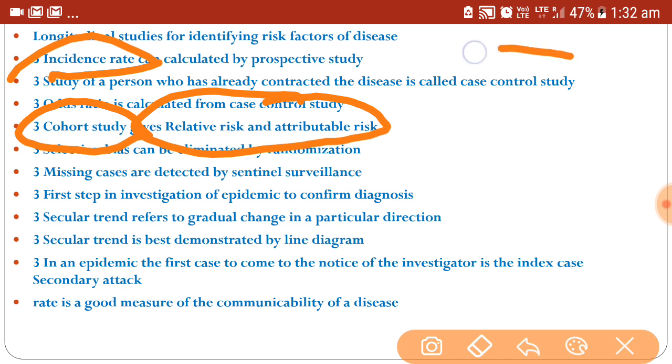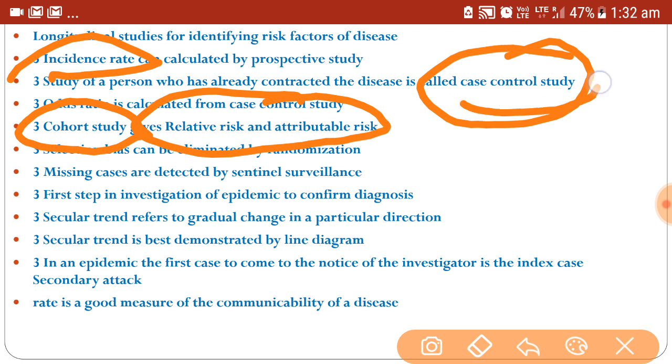Also, case control means the disease has already happened; that is a study of a person who has already contracted the disease. Odds ratio can be calculated by this case control study. So these are 3-4 important MCQs: odds ratio, case control study, cohort is relative risk and attributable risk.